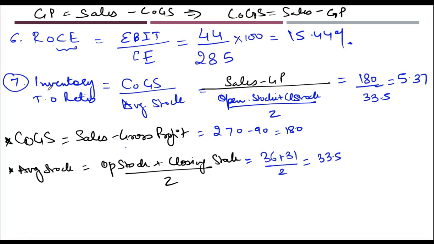किया जाता है. राइट, वो साइकिल याद है ना. So in a year this whole activity is done 5.37 times. Purchase, stock and sale, that activity is done 5.37 times.